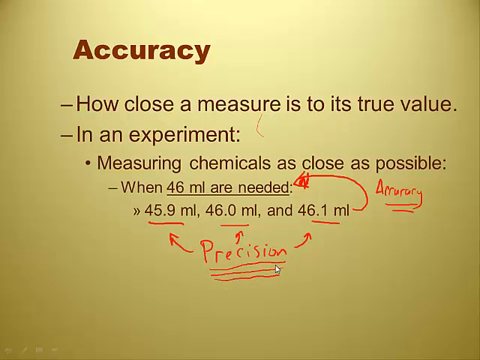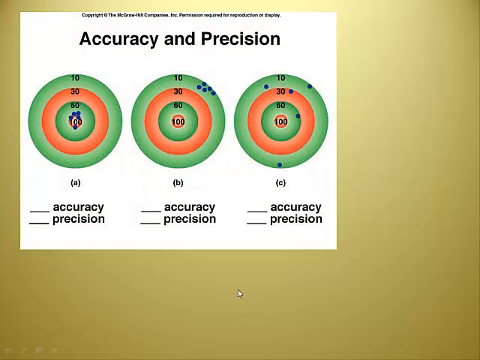Okay. So whenever you take a measurement, you want to be as close to the correct value, as close to what you want as possible. This is where we have our ability to affect. Ooh, darts. Check this out. We should be able to tell whether these things are accurate or precise.